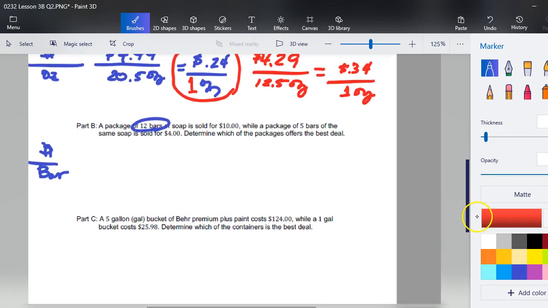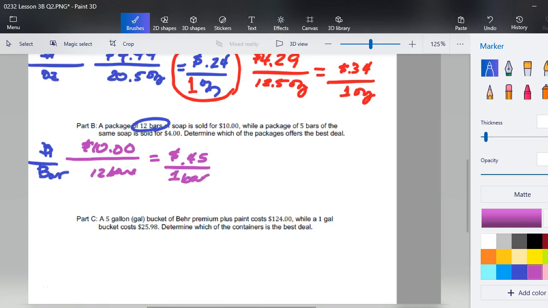And I'm going to do the same process. We're trying to get it down to a unit rate to make it comparable, to be able to compare the values. So I have one item of soap that's $10 for every 12 bars. I'm going to grab calculator. We're going to do $10 divided by 12 bars, and we get about 45 cents for every 1 bar.